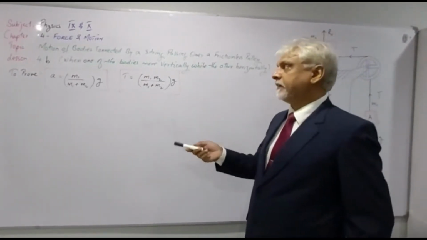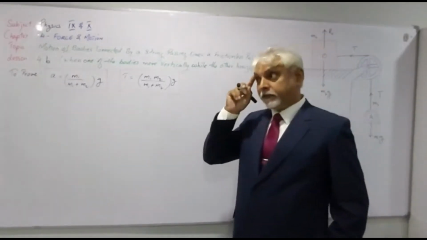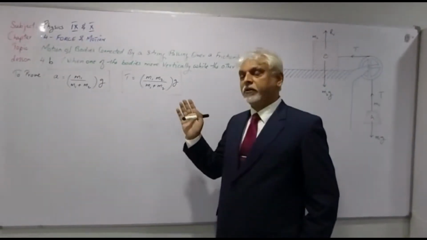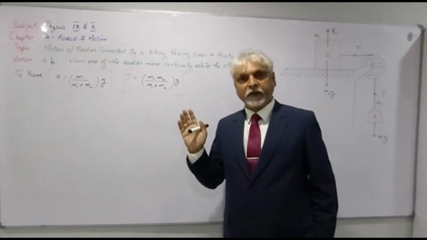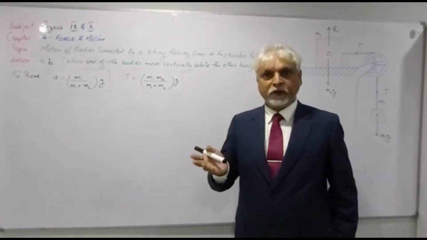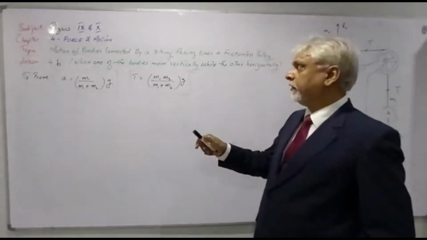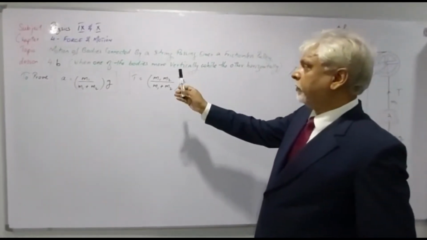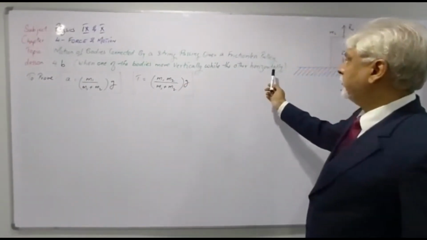In my previous lesson in 4a, I did derive the equation and got the value of acceleration and tension when bodies are moving vertically, one upward and one downward. Today in 4b, we are going to discuss two bodies, one moving vertically while the other is moving horizontally.